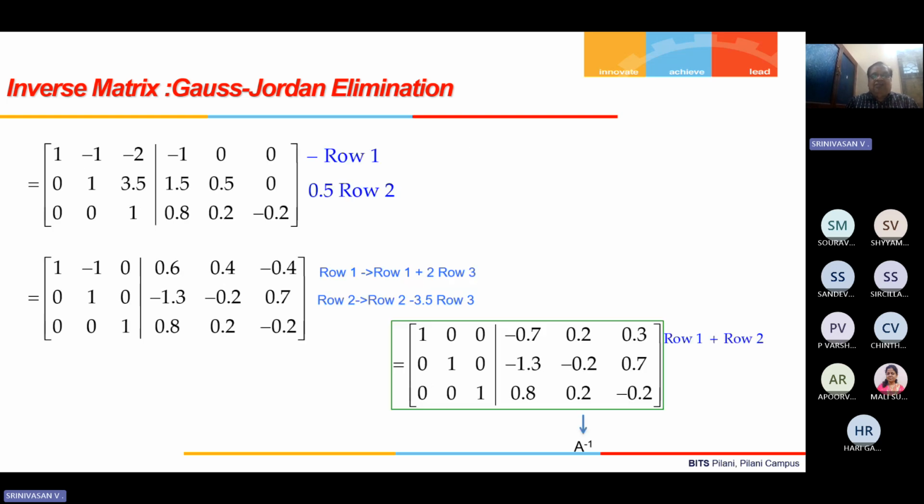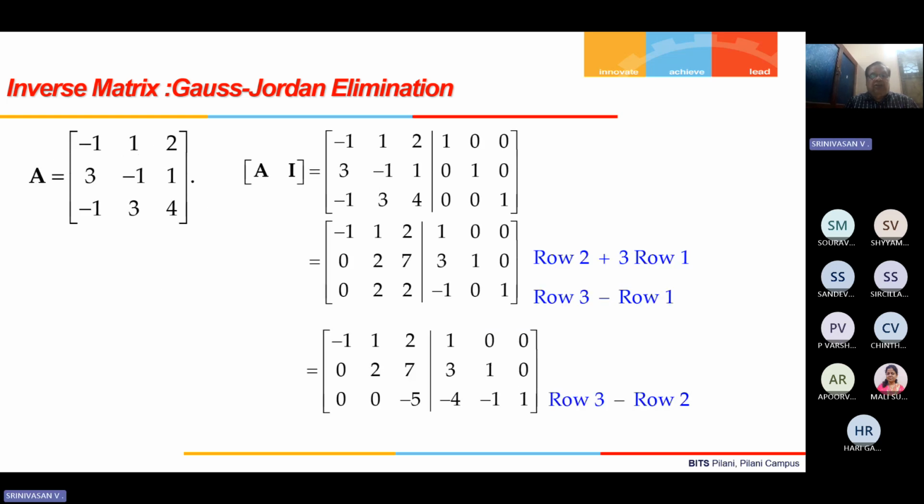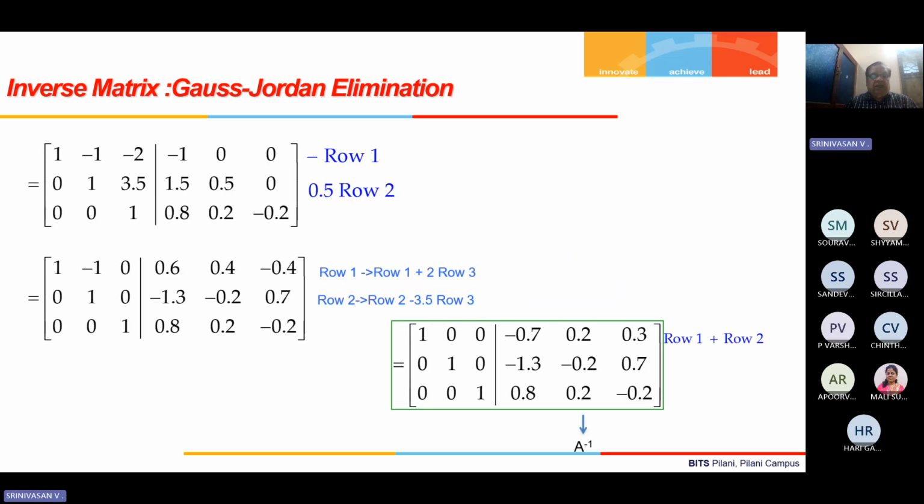So here it is, given 0.5 into row 2. What's happening? 0, 2 into 0.5 is 1, 7 into 0.5 is 3.5, 3 into 0.5 is 1.5, and 1 into 0.5, that's 0.5. Okay, and similarly, what you are having in the third one, see that's not written here.